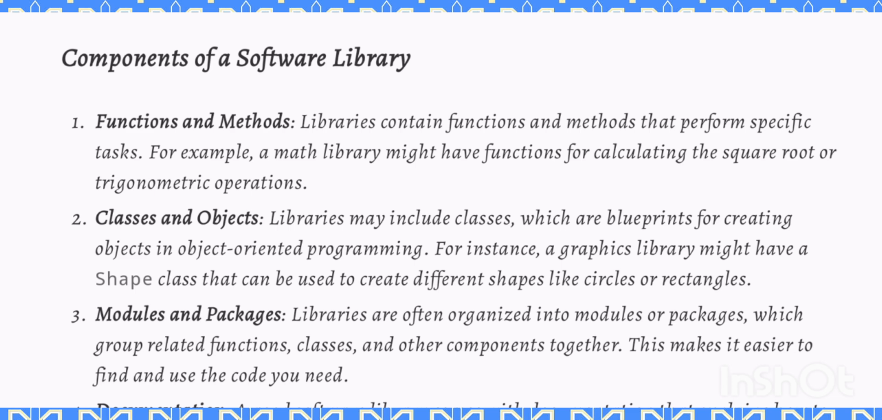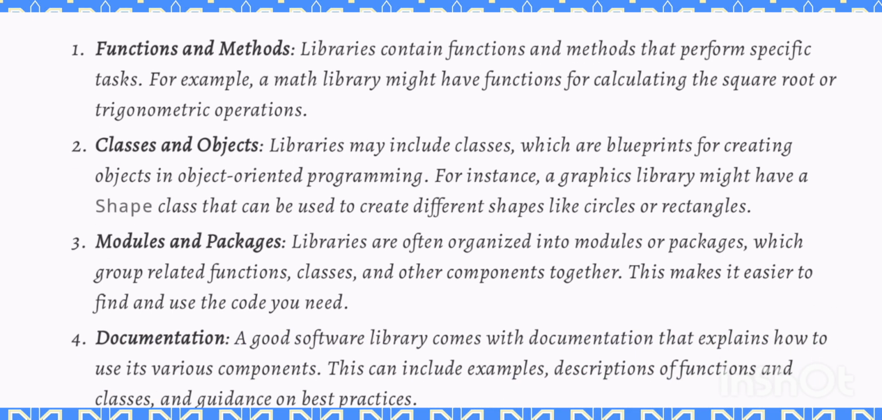2. Classes and objects. Libraries may include classes, which are blueprints for creating objects in object-oriented programming. For instance, a graphics library might have a shape class that can be used to create different shapes like circles or rectangles.